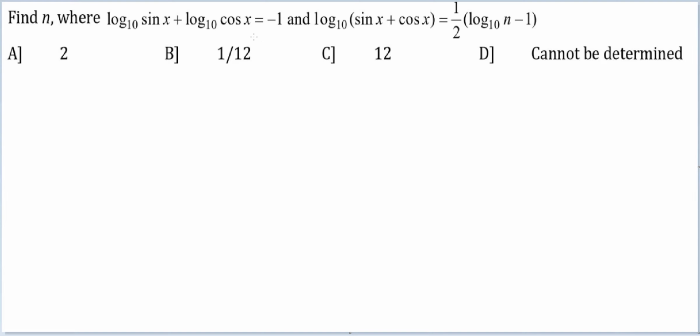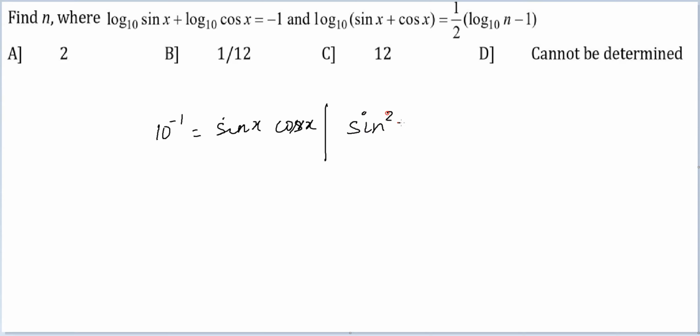Okay, so first working on the left hand side expression, we will get 10 raised to the power minus 1 is equal to sin x cos x, sin x cos x basic. The right hand side, this 2 would go here.